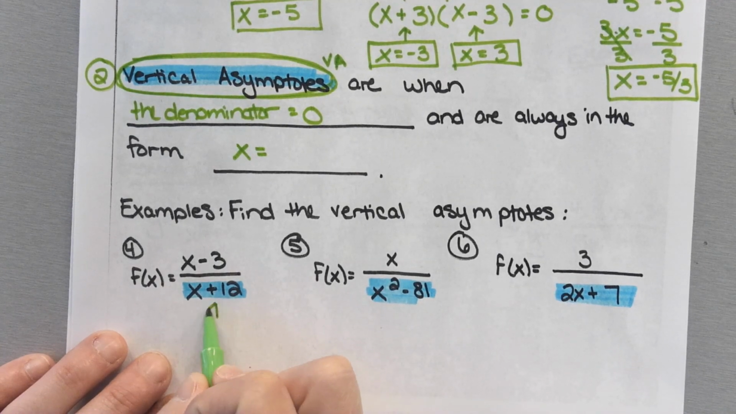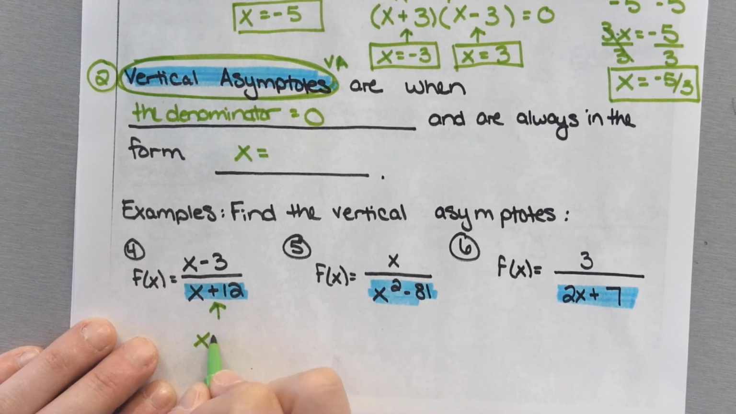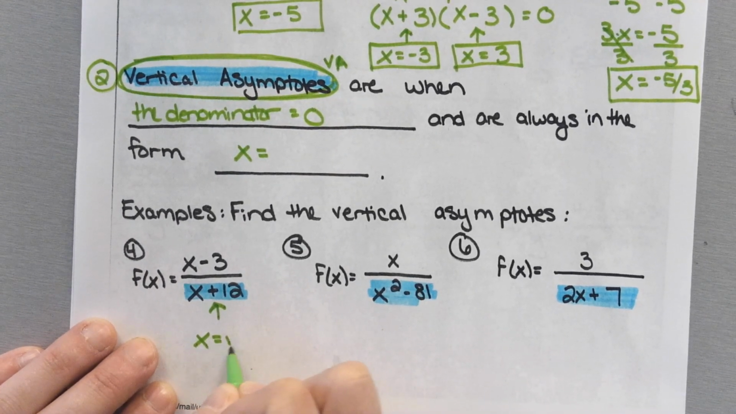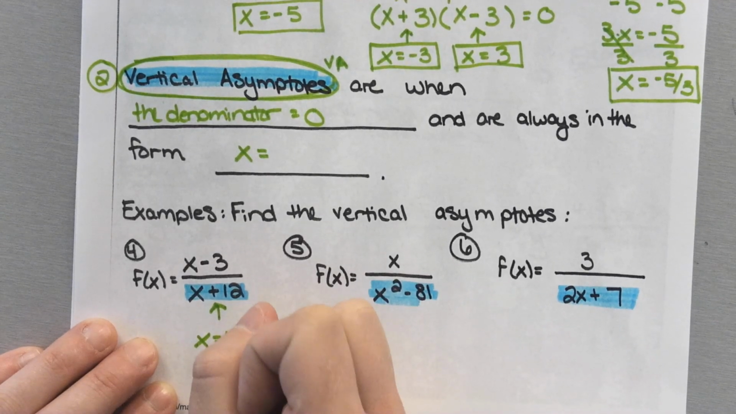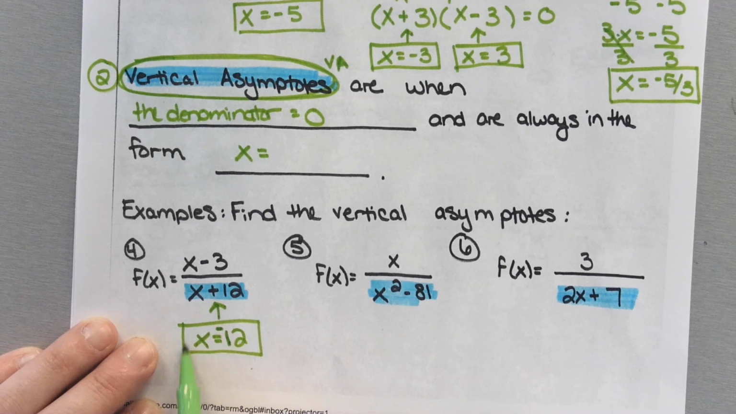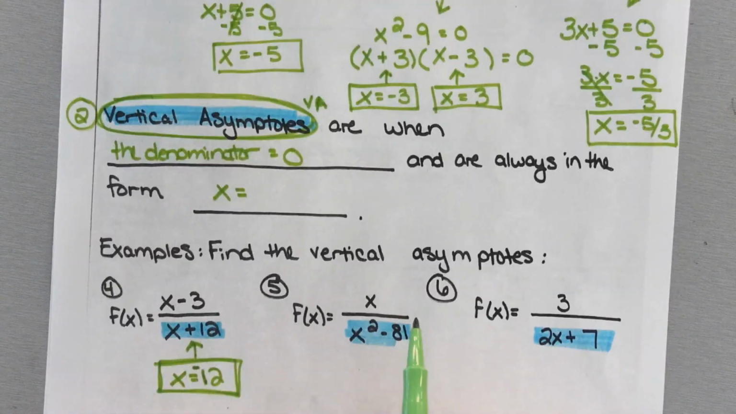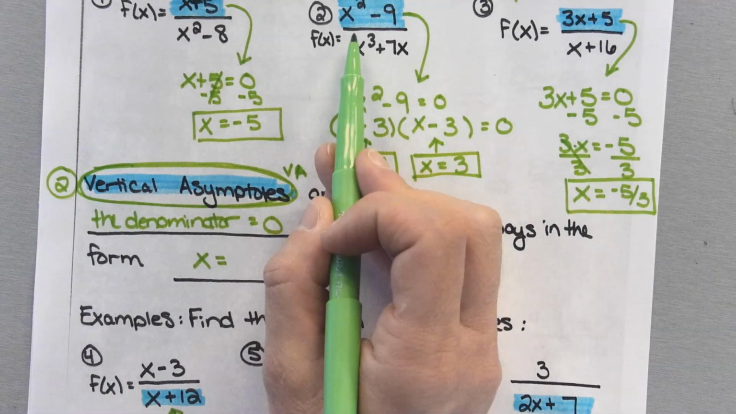Let's start with this one. This one we can just look at and see. What value would make it 0? -12. Oops. I don't have enough room to shimmy in my negative. I'm going to put it right here. So x equals -12, and it has to be written x equals.